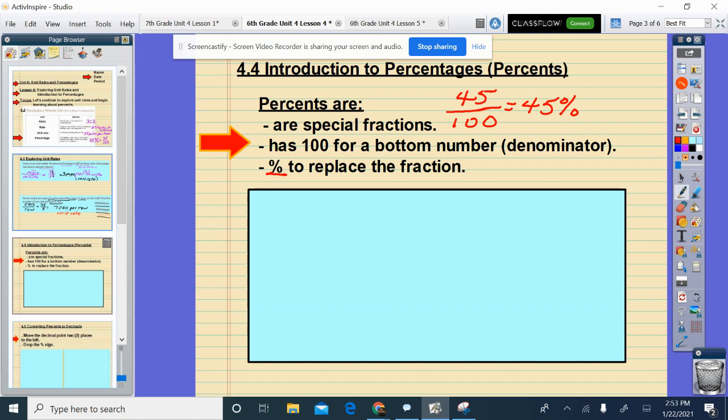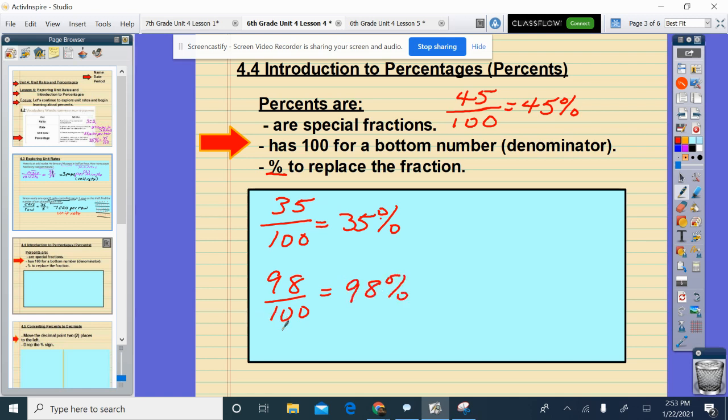Mathematicians are basically lazy. They got together and said, you know what, we don't have to always write this. If we're talking about percents, let's just use this symbol to tell us it's a special fraction. So for example, what if I had 35 hundredths? Well, that would be 35%. How about 98 hundredths? 98%.